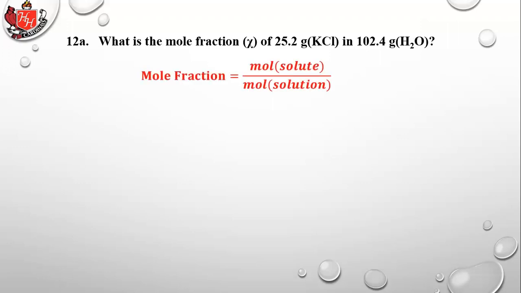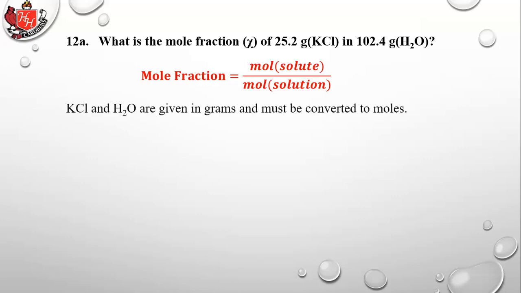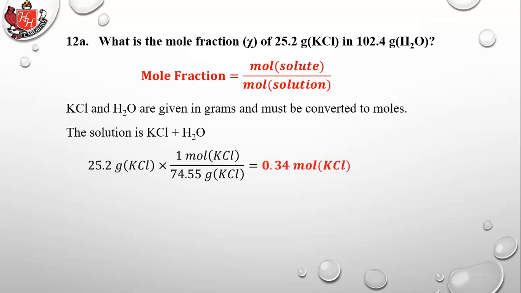So the formula is moles of solute over moles of solution. You do not multiply by 100%. So KCl and H2O are given in grams and must be converted to moles. So what does that mean you use? That's right, a molar mass conversion. So the solution is going to be the two of them added together, but we have to get them into moles first. So there it is for KCl.